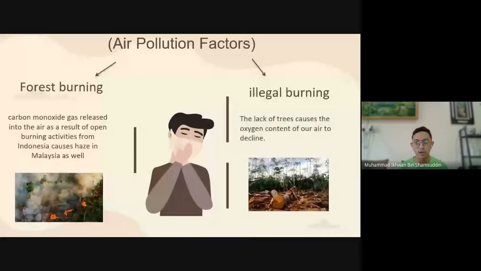Okay, the next factor is illegal logging by humans, which indirectly is also a factor in the air around us being polluted. The lack of trees reduces the oxygen content of our air. Not to mention when air pollution occurs, green plants such as trees are primarily a major source of quality air. If this illegal logging continues to be rampant, our access to clean air will also be reduced. Okay, the next slide.